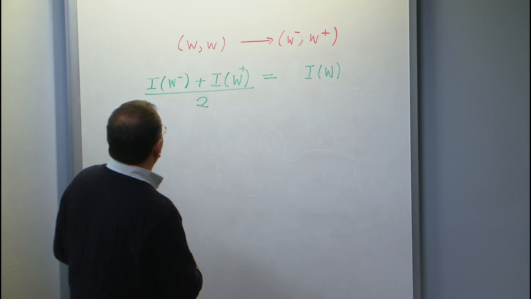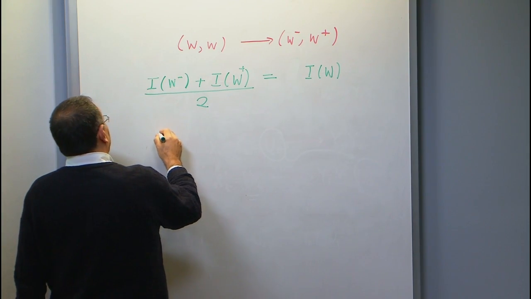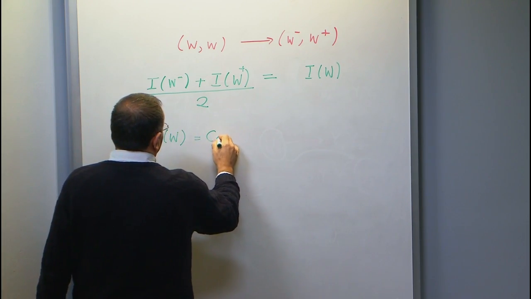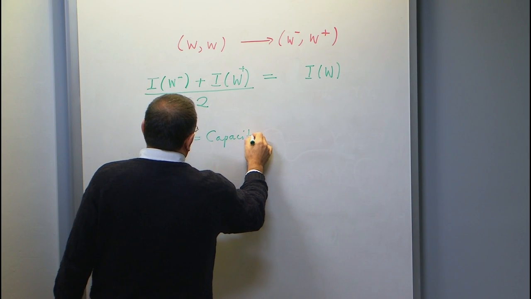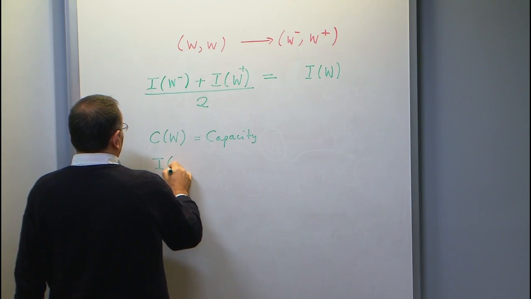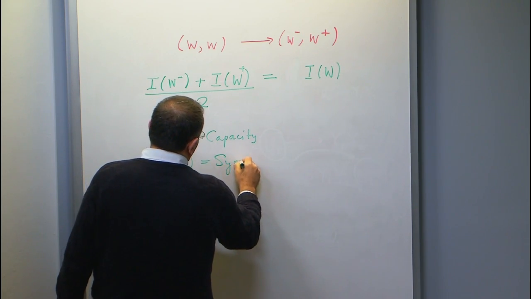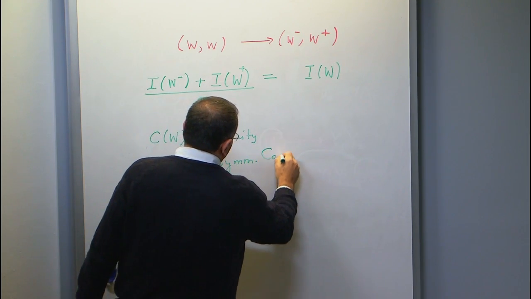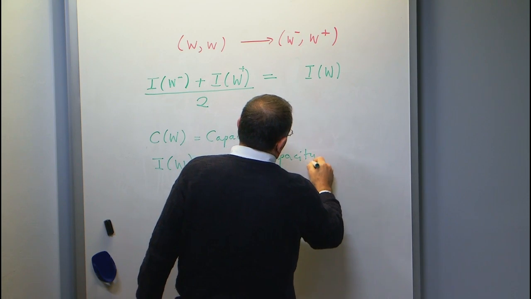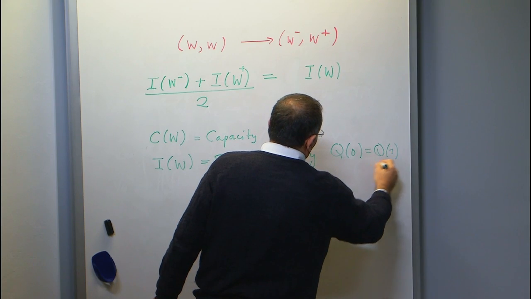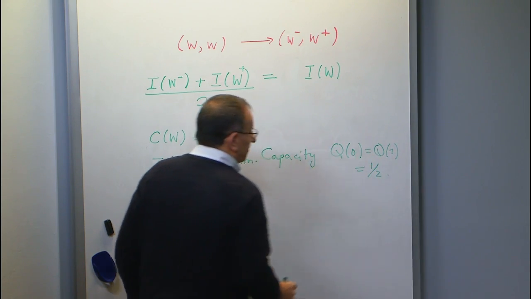Pardon me? Oh, okay. They are the same thing. C(W), this is the capacity. I use two different notations, perhaps. I(W), this is the symmetric capacity. This is assuming that Q(0) at the input is equal to Q(1), equal to 1/2.